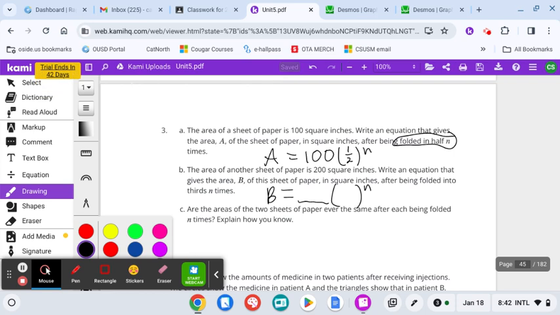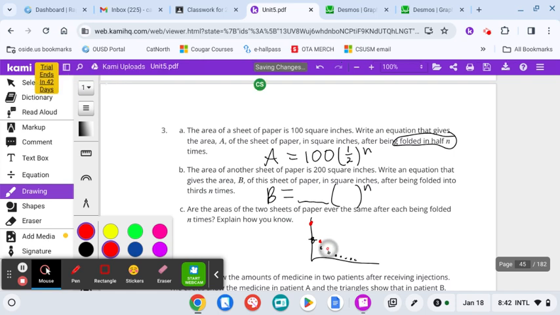I want you to picture a graph that starts at 100 and goes down by half, half, half, half. It's going to get infinitesimally close to zero, but never touch. And then I want you to picture a graph that starts at 200 and goes down a third, a third, a third. That eventually these are going to come together and get infinitesimally close to zero. So are they ever going to be the same? They are both approaching zero.